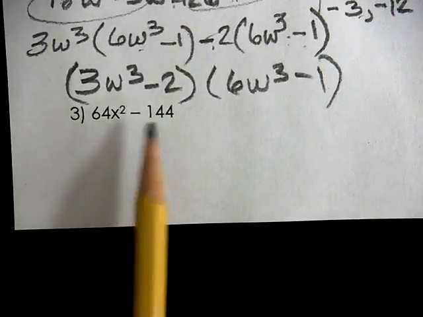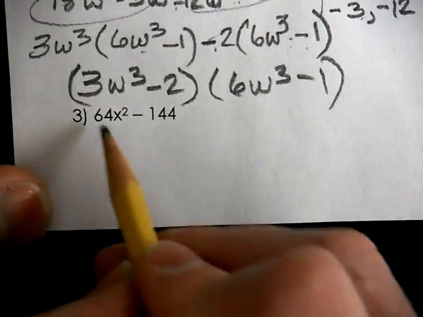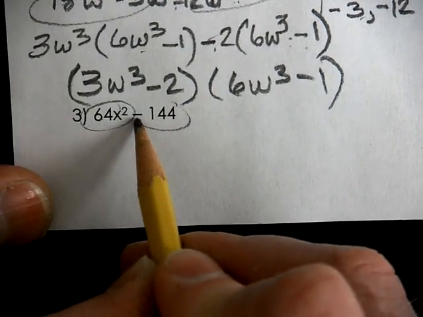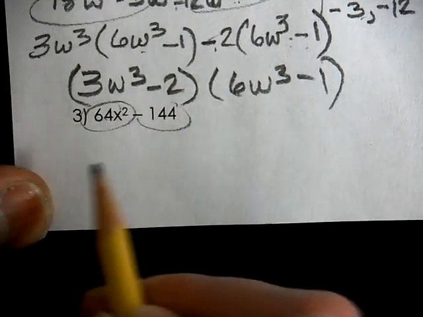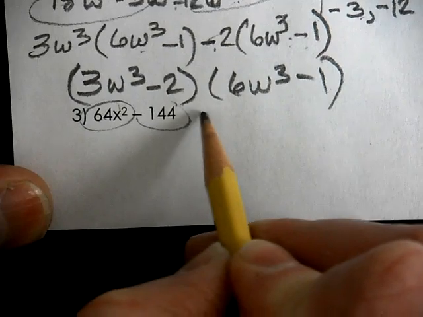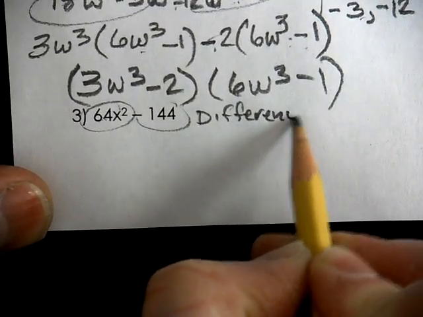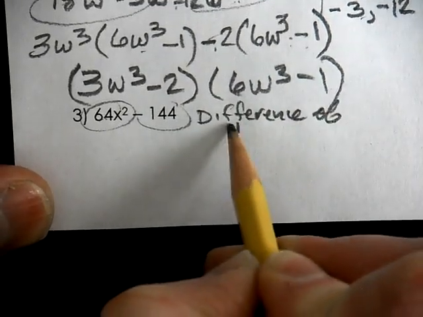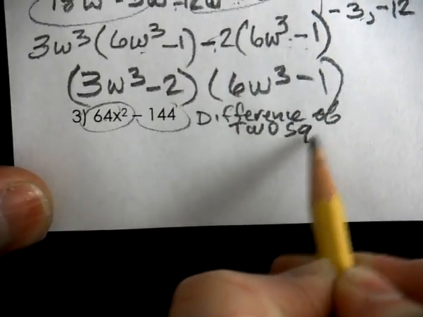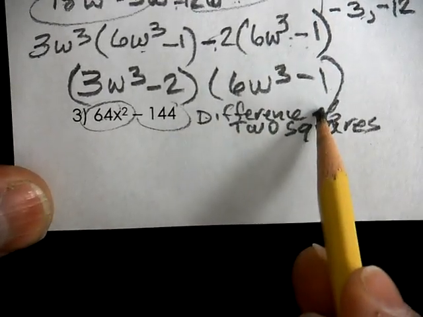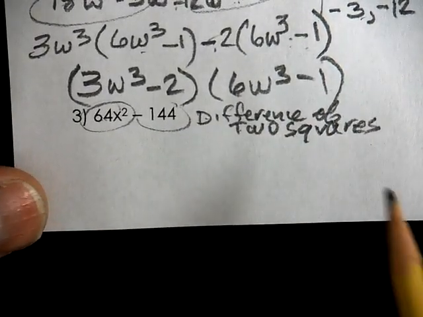Okay, so here's kind of a tricky one. One way you can do this, you can take the square root. So this is the difference of two perfect squares. Some people call it DOTS, for difference of two squares.